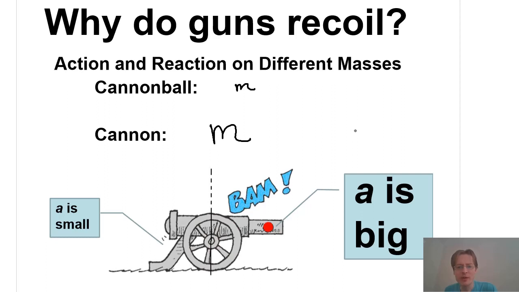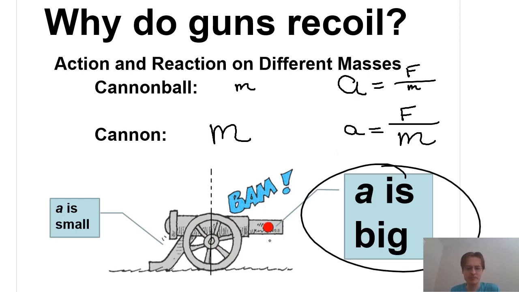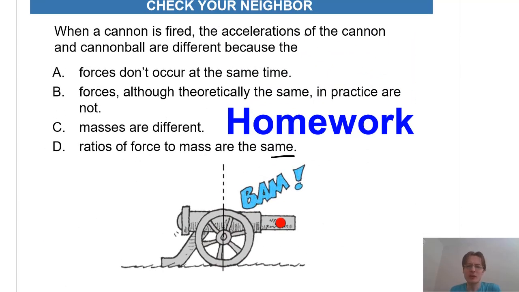The rule you remember is that the acceleration of the cannon is going to be small because although it feels a large force, it's a tremendous mass. It can take a lot of force without getting much acceleration. Versus the cannonball is going to have a large acceleration because although it feels the same force as the cannon does, it has a relatively small mass. Same force divided by a tiny mass gives you a large acceleration, and that's what happens to the cannonball. So the reason that the accelerations are different is simply because their masses are different. Same force, but different acceleration.